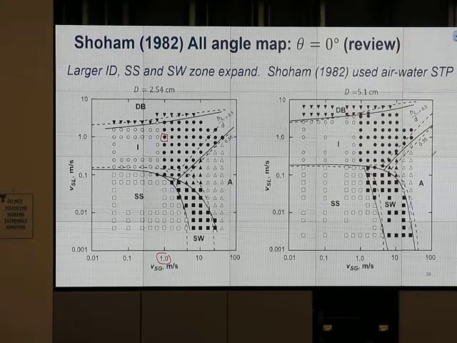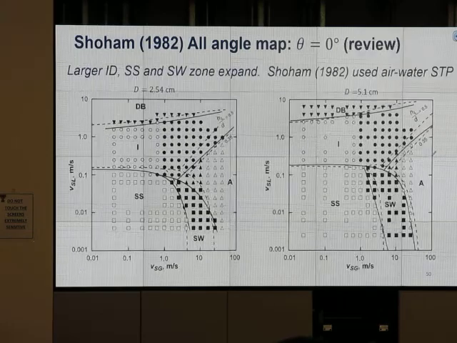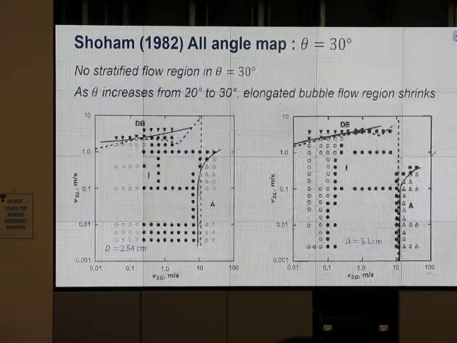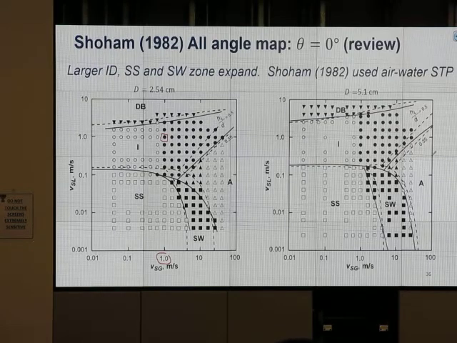Okay, question. Legend of that? No, I didn't put it there. But the only thing that you need to know is on the intermittent flow, on the left side is elongated bubble. On the right side is slug flow. Just that.